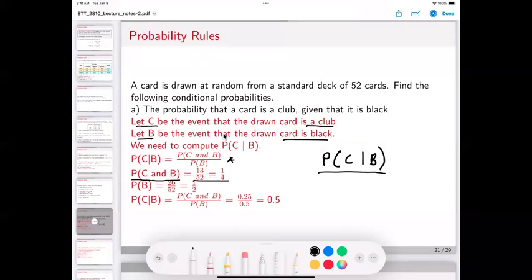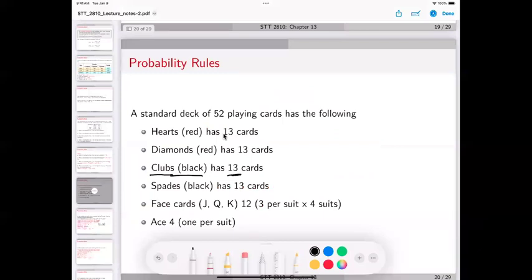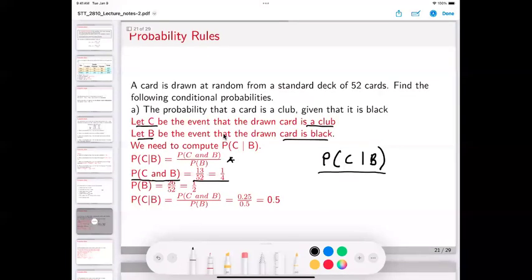Now we have been able to do the numerator. The denominator says the probability that it is black. For it to be black, how many black cards do we have? We have 26 of them. 13 is club, another 13 is spade. Is that okay? They are all black. So the total number of blacks here is 26. Does that make sense? And so the probability that it is black is 26 divided by 52, which gives you 1 over 2.